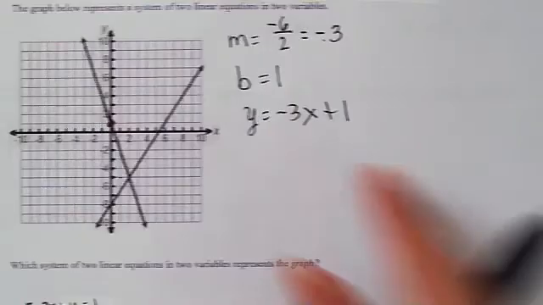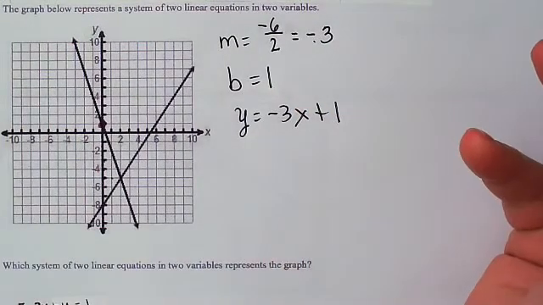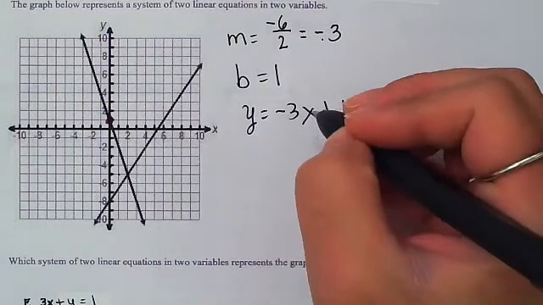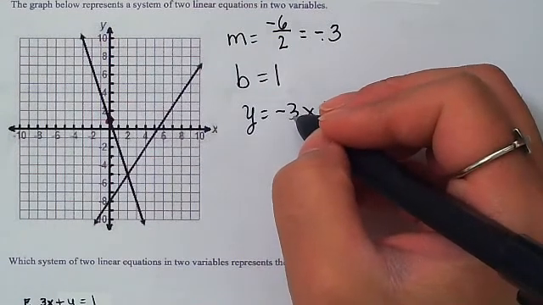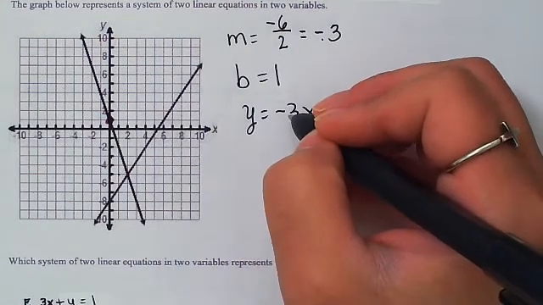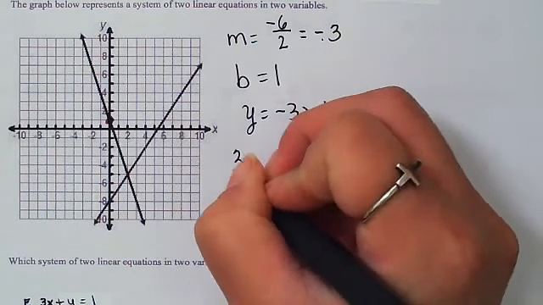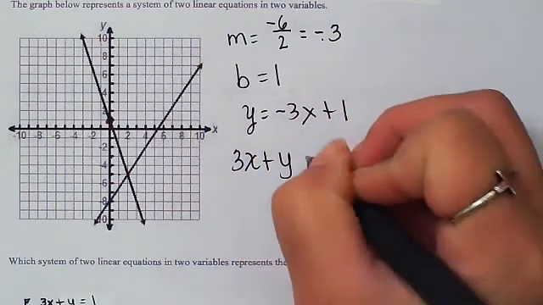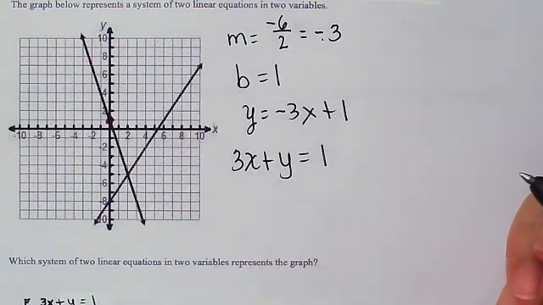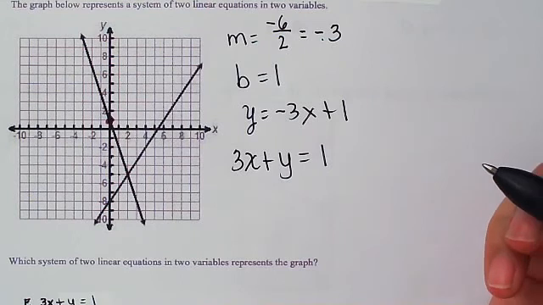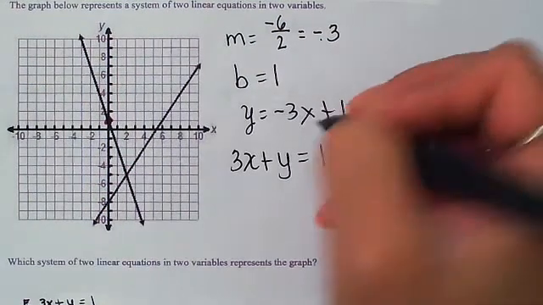Okay? Now, remember, sometimes instead of putting them in slope-intercept, they want them in standard form. So what does standard form mean? That the x should be together with the y. So I'm going to move it over. And this is the equation in standard form.